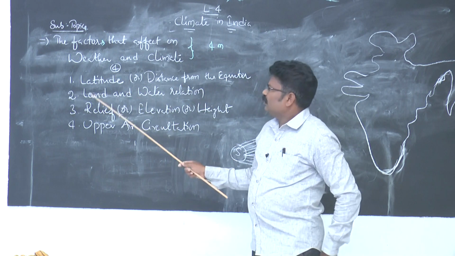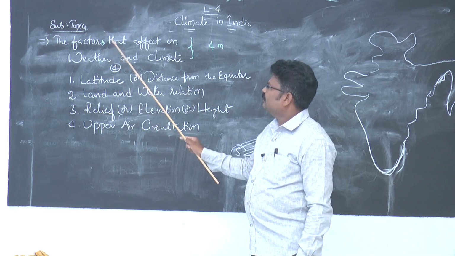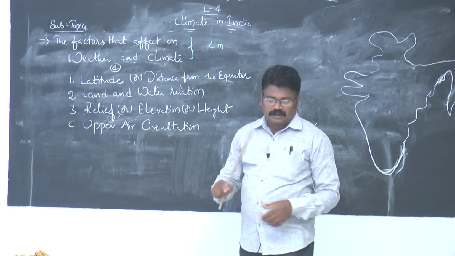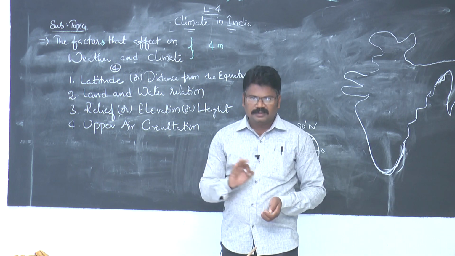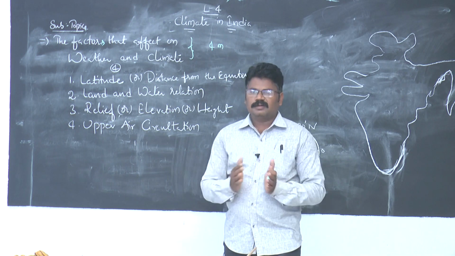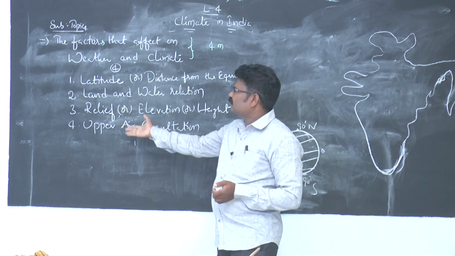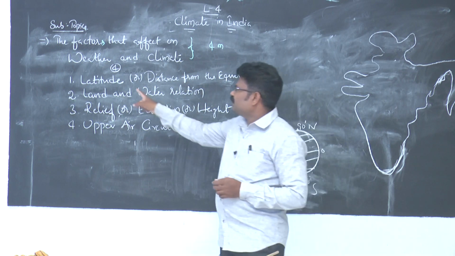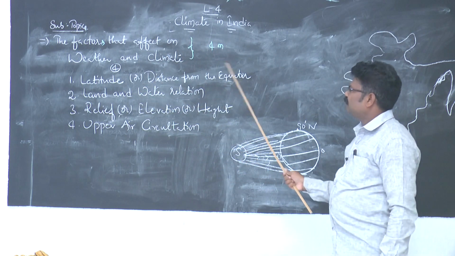Children, try to understand. These four are called factors. These factors may affect the weather and climate. Previously I told you the temperature is not equal on all places on the earth. The temperature varies from one place to another because these factors play a vital role and show us the difference. The first one is latitude, or another name, the distance from the equator.